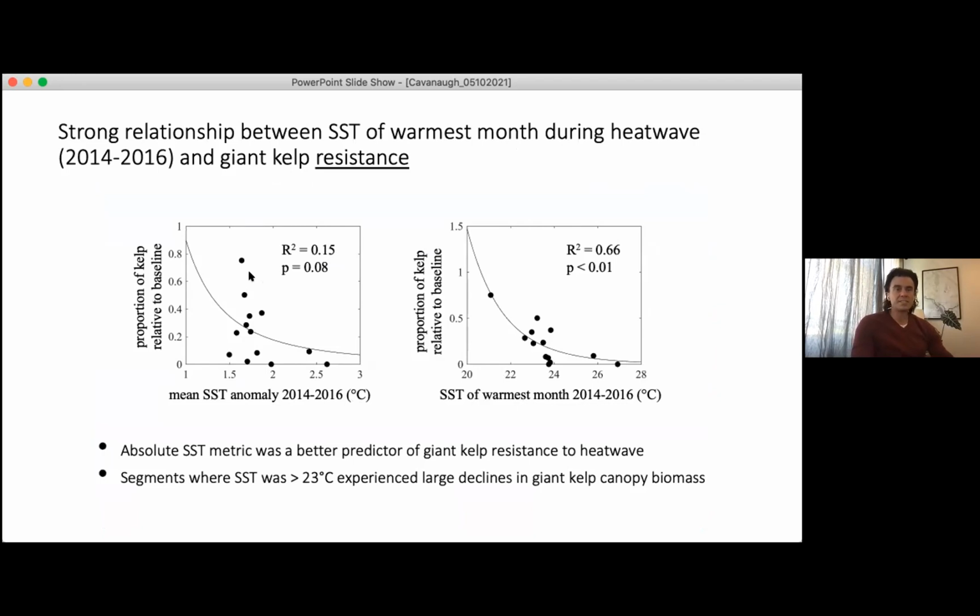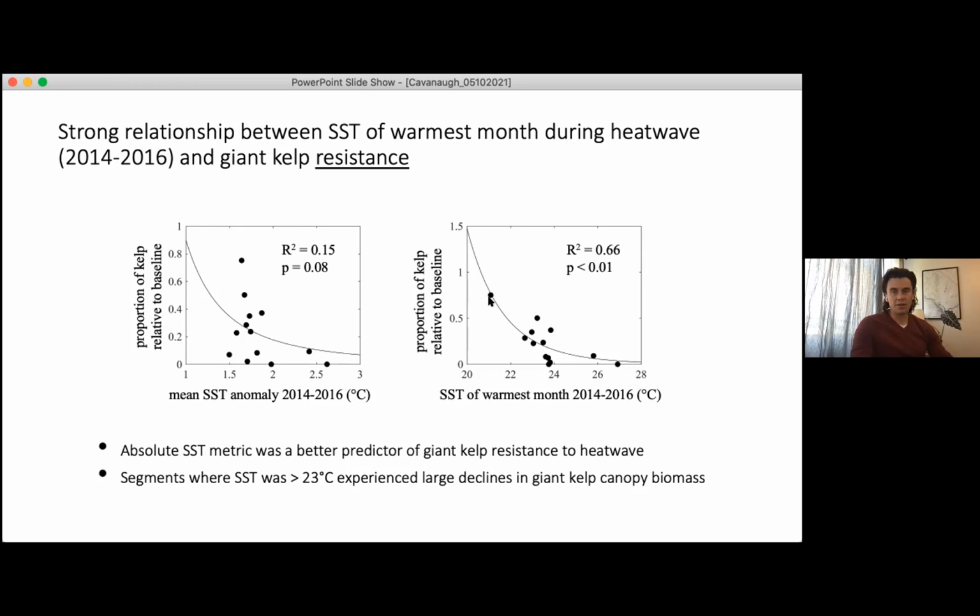We compared the spatial patterns in response and recovery to sea surface temperature metrics, and basically found that maximum monthly sea surface temperature, the warmest month, did a pretty good job of explaining patterns in the initial impact.